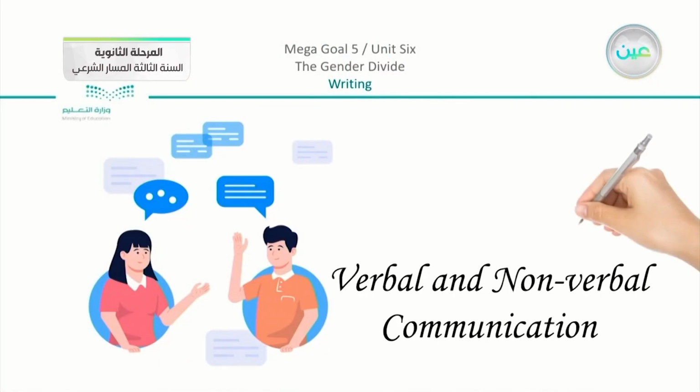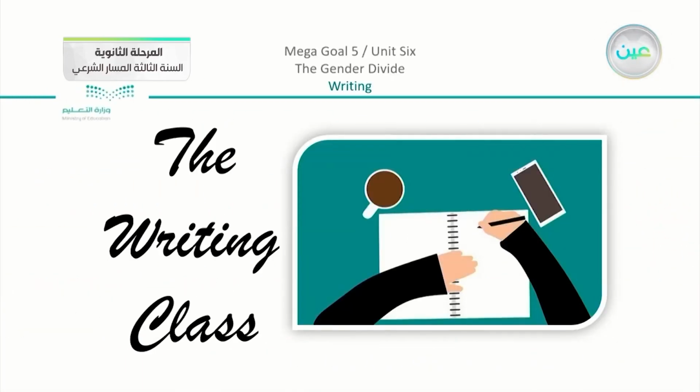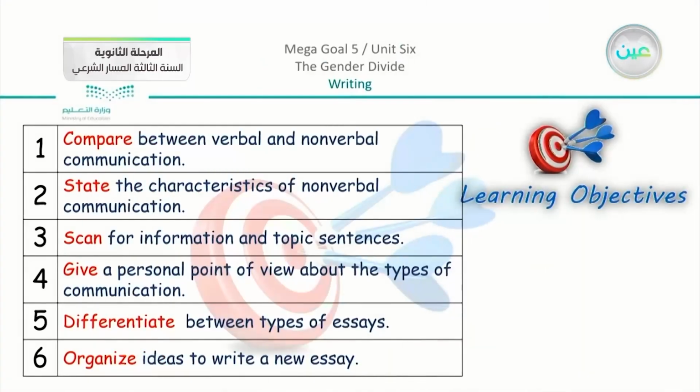Now moving on, we are going to write about verbal and non-verbal communication. We have our writing class for the day. Our objectives for the day are to compare between verbal and non-verbal communication, state the characteristics of non-verbal communication, scan for information and topic sentences, give a personal point of view about the types of communication, differentiate between types of essays, and the last objective, to organize ideas to write a new essay.